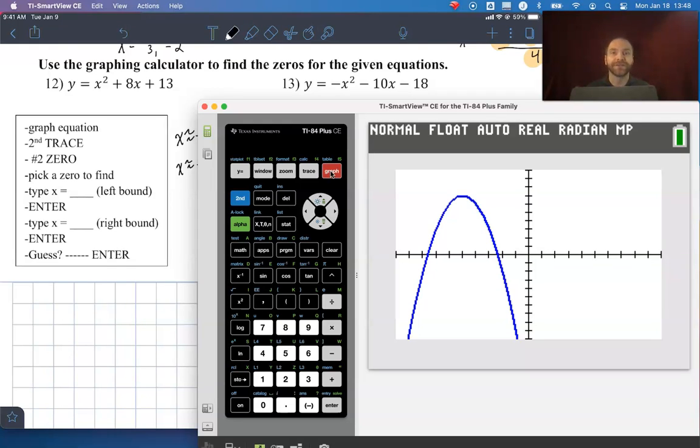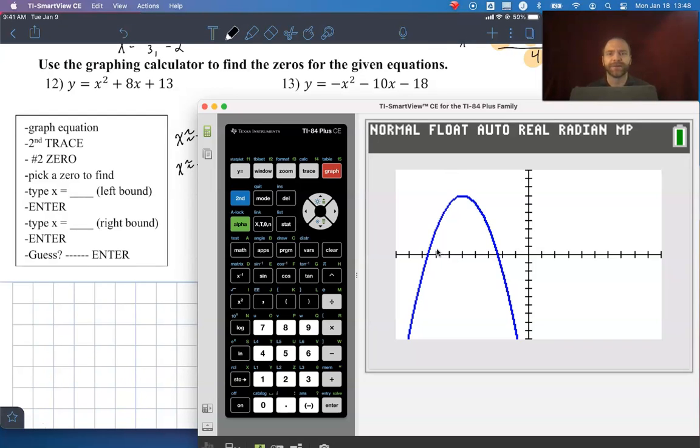I can see the end behavior is even. I can see it's opening down, and that y-intercept is way below what I'm seeing here. But let's forget about that. Let's just talk about our zeros. Well, there's two of them. One of them looks like it's between -7 and -8. That's this one right here. And one of them looks like it's between -2 and -3 again.